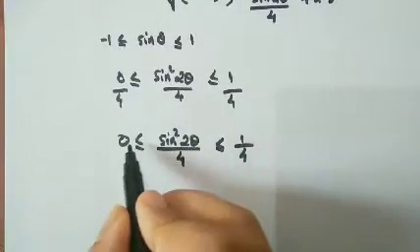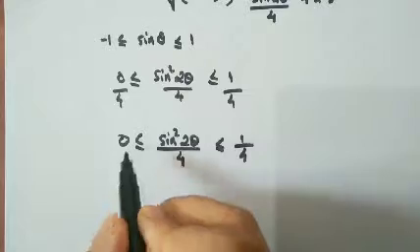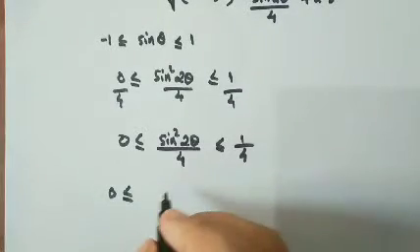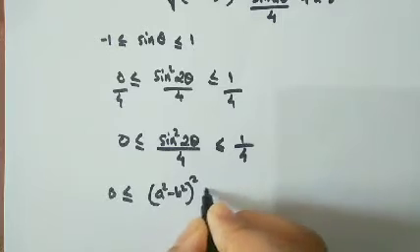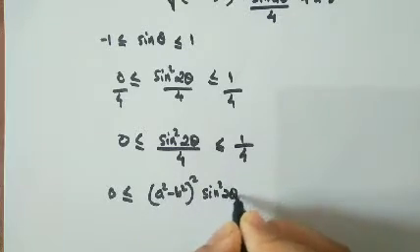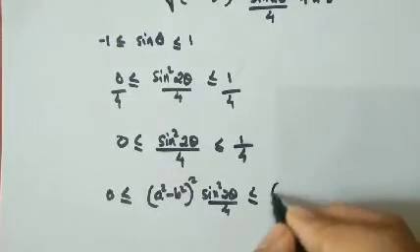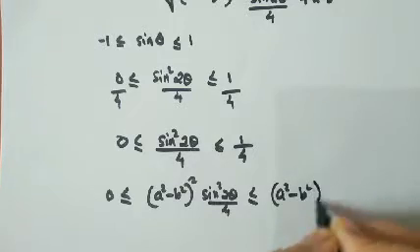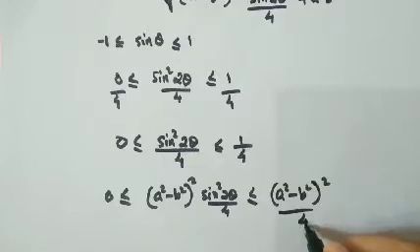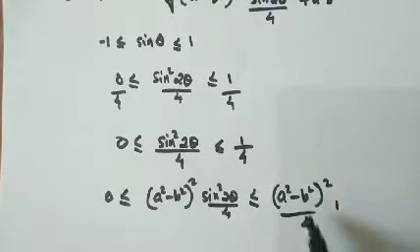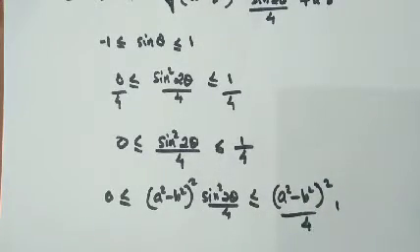So this multiplied by (a square minus b square) all square is equal to 0 only, is less than or equal to (a square minus b square) all square into sine square 2 theta divided by 4, is less than or equal to (a square minus b square) all square divided by 4 into 1. This is 1 by 4 into (a square minus b square) all square.